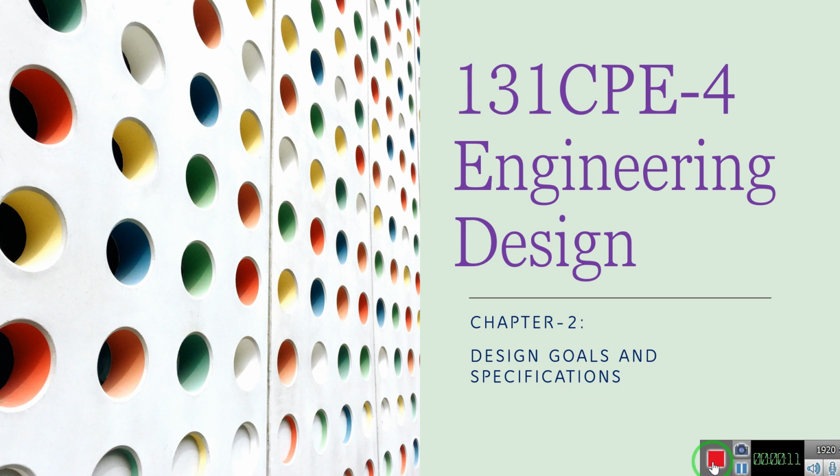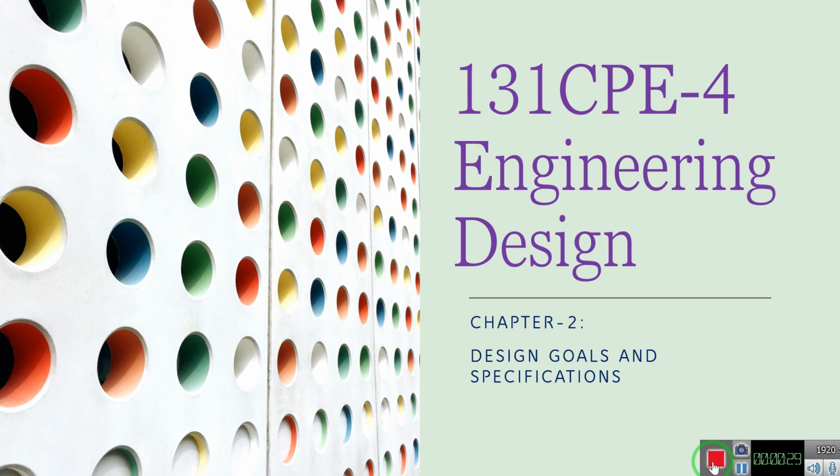Now in chapter 2, engineering design, we will study about design goals and specifications. Okay, for 1 minute, we will recall our chapter 1. We studied in chapter 1 about the definition of an engineering, definition of engineer, and qualities or attributes of an engineer. We studied about the design engineering process, step by step and in flowchart.